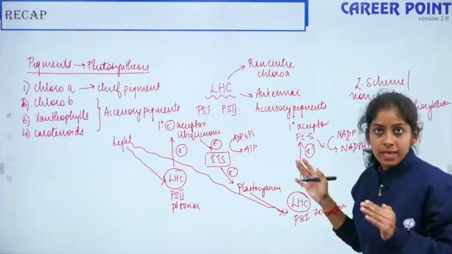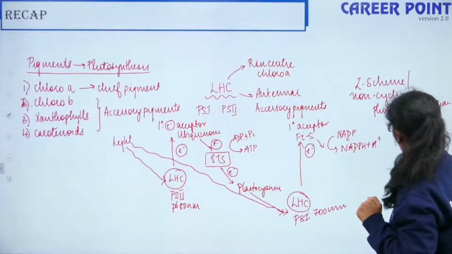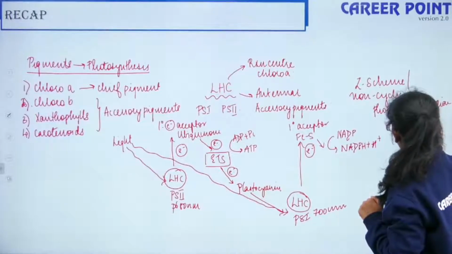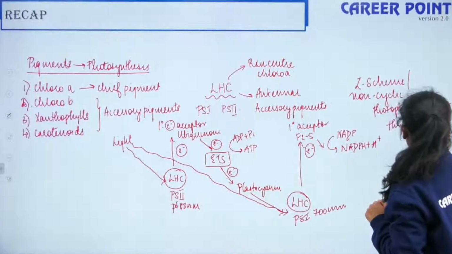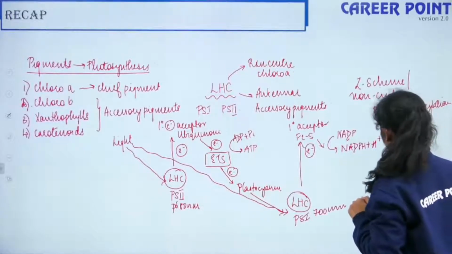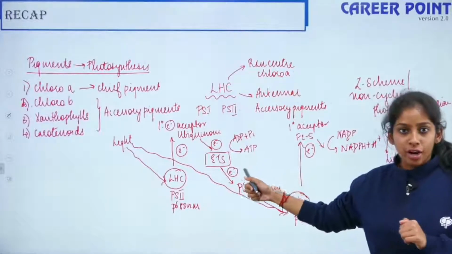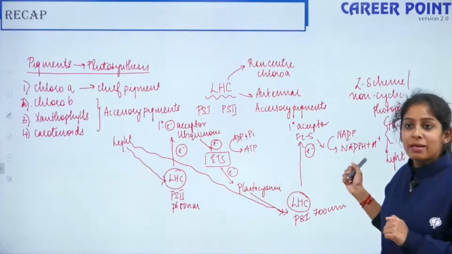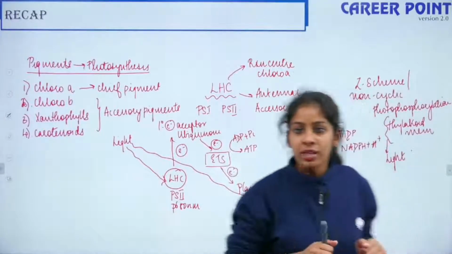So where is this happening? It is happening inside the thylakoid membrane, because it is a part of your light reaction, if you remember. So ATP is produced as a product of your light reaction. NADPH is produced.